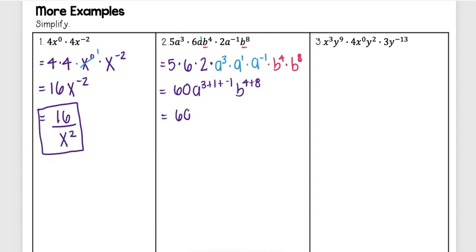And then I'm just going to go ahead and simplify those. So 3 plus 1, I get 4. 4 minus 1, I get 3. And then 4 plus 8, I get 12.